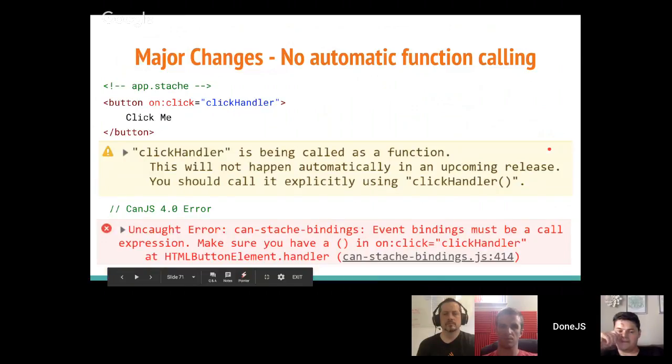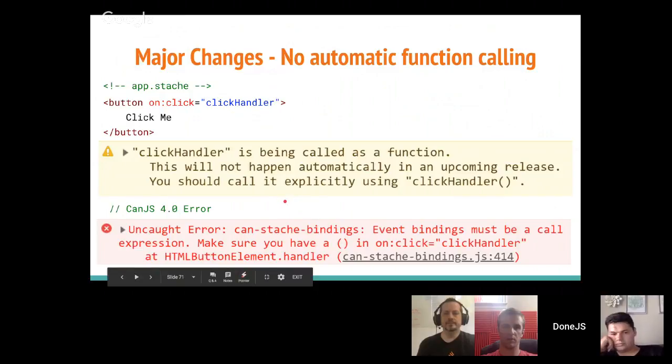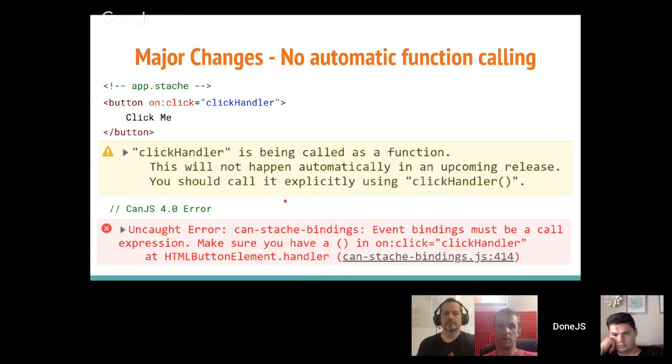The last scenario is with can-stache bindings. If you've got a binding like on:click and you pass it a function, but you're not calling it, in 3.0 this would actually happen automatically. You would click this and the click handler would be called. You'd get this warning that says not to do that, but it would actually work. In 4.0, you'll get this error because we're not actually going to call that function when you click on this button.